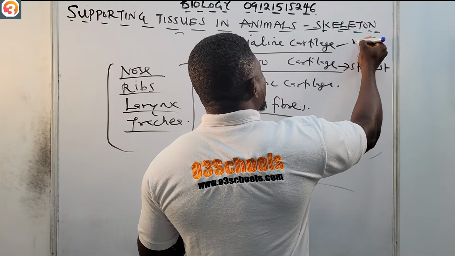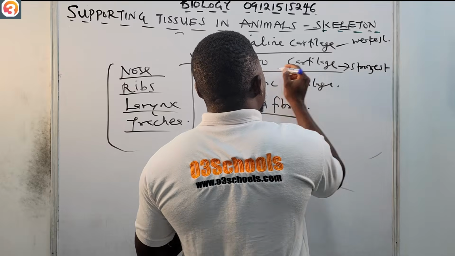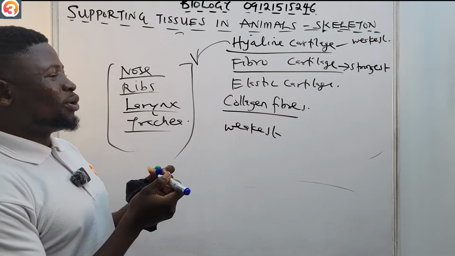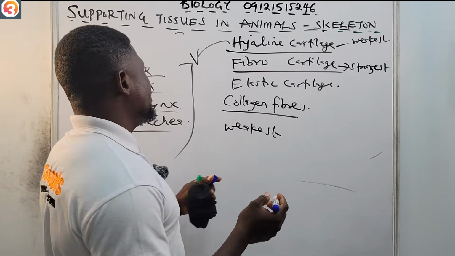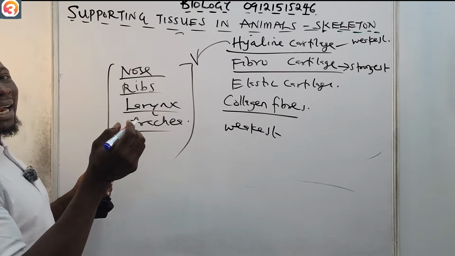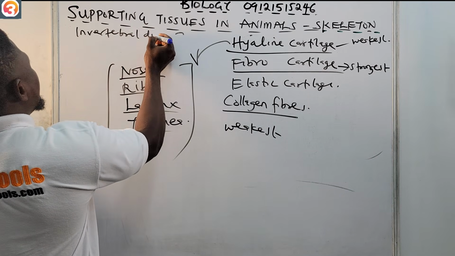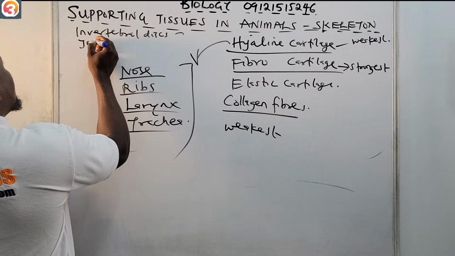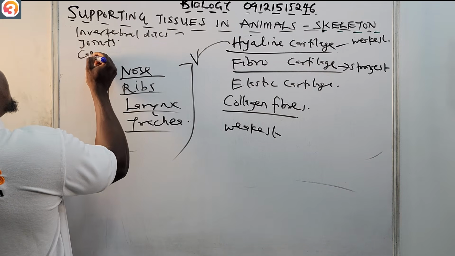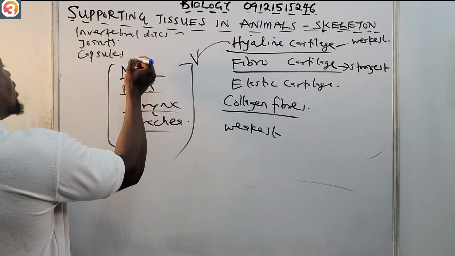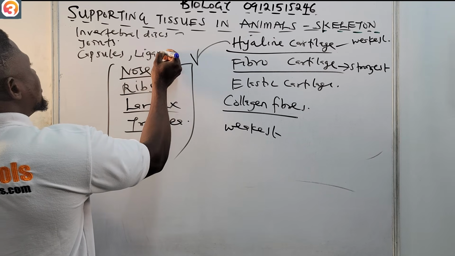While hyaline cartilage is the weakest, fibrocartilage is the strongest. Where can we find the fibrocartilage? You can find it in intervertebral discs, in joints, in capsules, and also in ligaments.